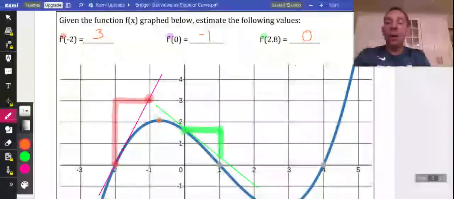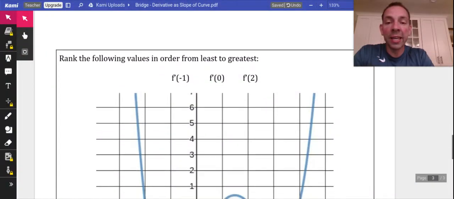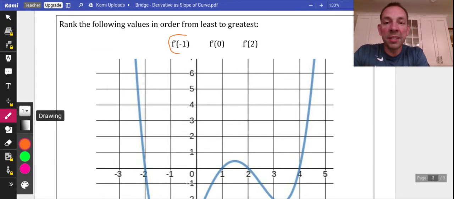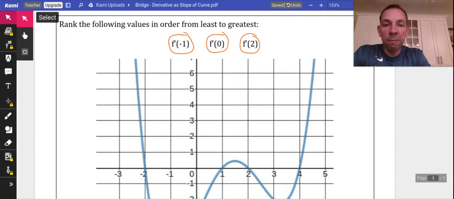All right, one other exercise here, and we're going to try to rank these 3 different values from smallest to biggest. So we're going to try to find the derivative, because again, that's an f prime. We're going to try to find the derivative at -1, the derivative at 0, the derivative at 2, or at least eyeball them to see who's biggest and who's smallest. So let's just eyeball these real fast.